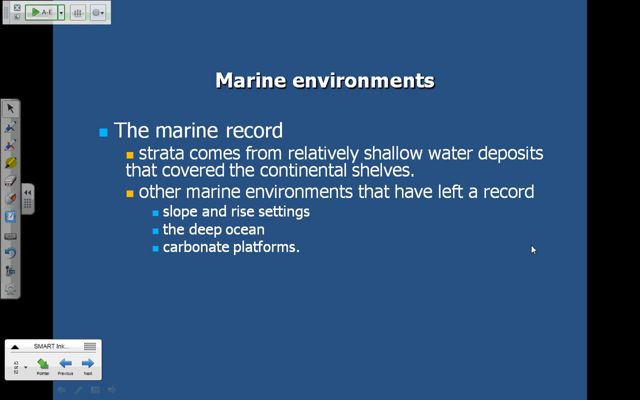Marine environments. Now, if we think about it, a large area of Earth is covered by ocean, right? 70%. So we get a very large amount of rock forming because of the oceans. Most important for our purposes are going to be the continental shelves, but we'll look at some of the other ones too.